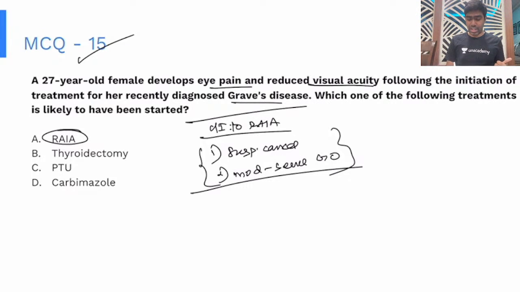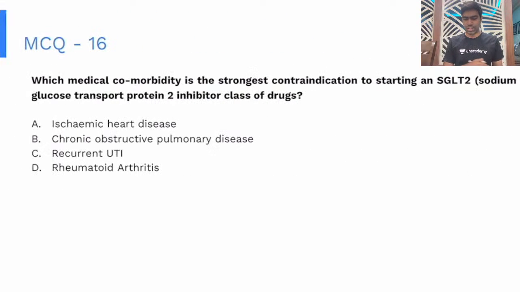That is because the radioactive iodine ablation treatment can worsen ophthalmopathy. So that's exactly what the question is mentioning. What has actually worsened the ophthalmopathy here is the radioactive iodine ablation. As simple as that. So that's the right answer for this question.